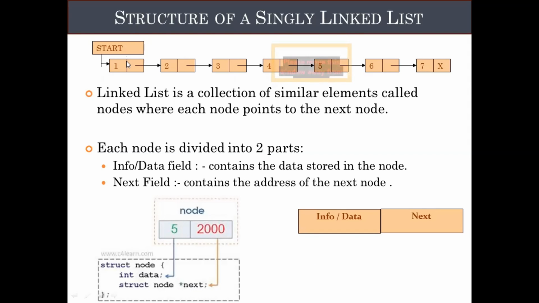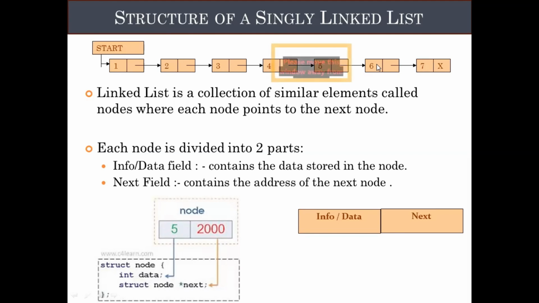See, the linked list is a collection of different data elements, okay? And all the data elements are of the same type, just like an array. Array is also a collection of the same type of data. So linked list is also a collection of similar data elements. And in case of linked list, these data elements are known as nodes. Okay, you can see this in this diagram. This is the diagram of a linked list where these are different nodes.